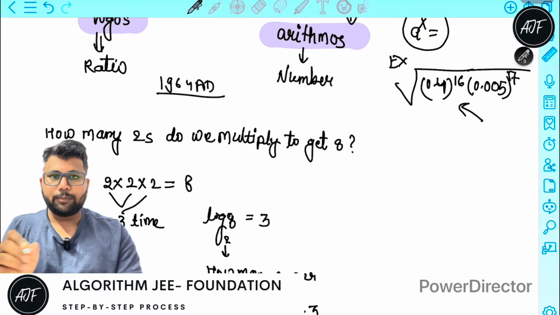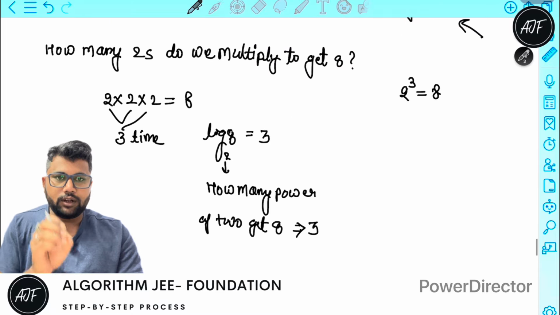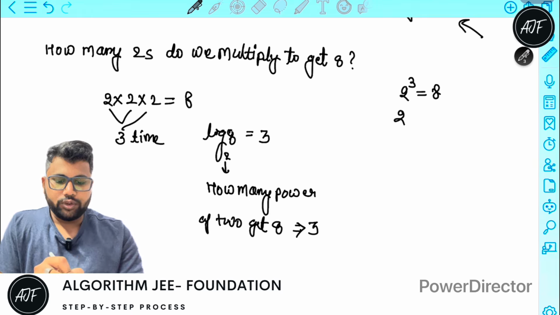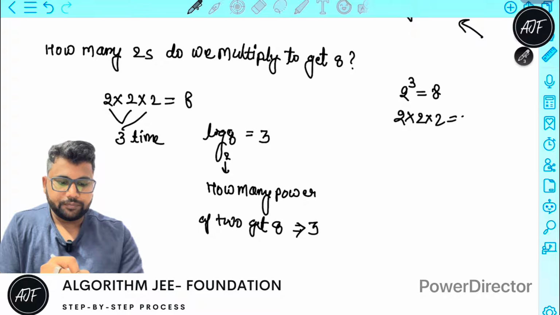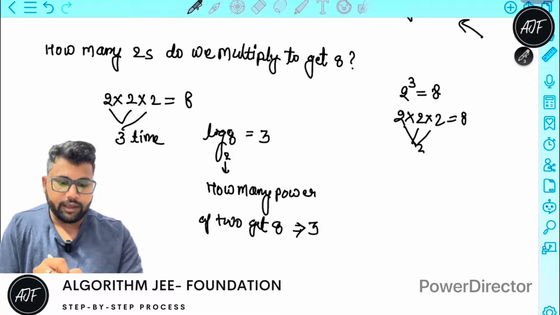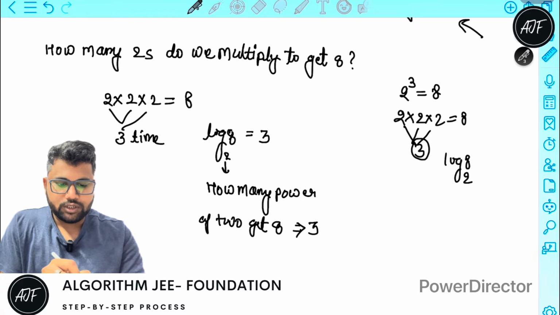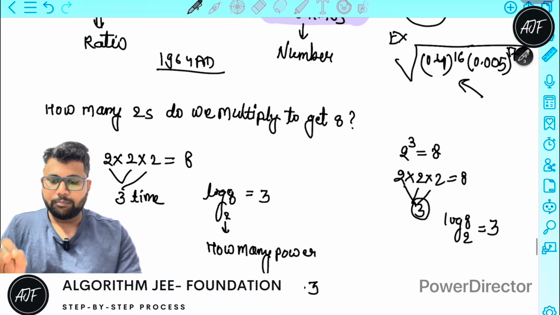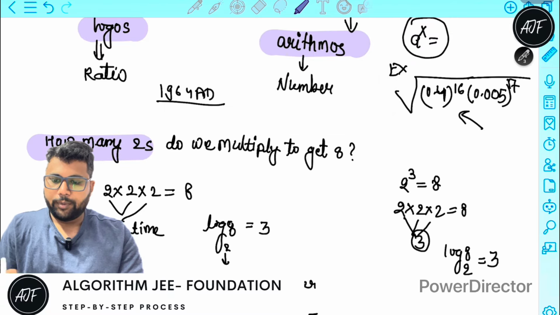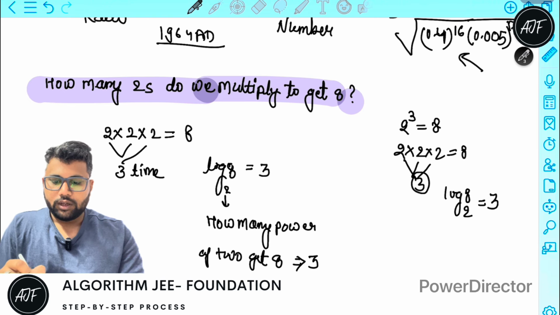Logarithm meaning: suppose it is given 2 power 3, and the answer is 8, correct? So log is just the reverse form of exponents. Suppose how many 2s are multiplied to get 8? It is asking how many 2s are multiplied. So three 2s are multiplied, that number is 3. That is the log value. Now you can write it like this: log of 8 with base 2 is equal to 3. Meaning it is very simple: how many 2s multiplied get 8? The answer is 3.